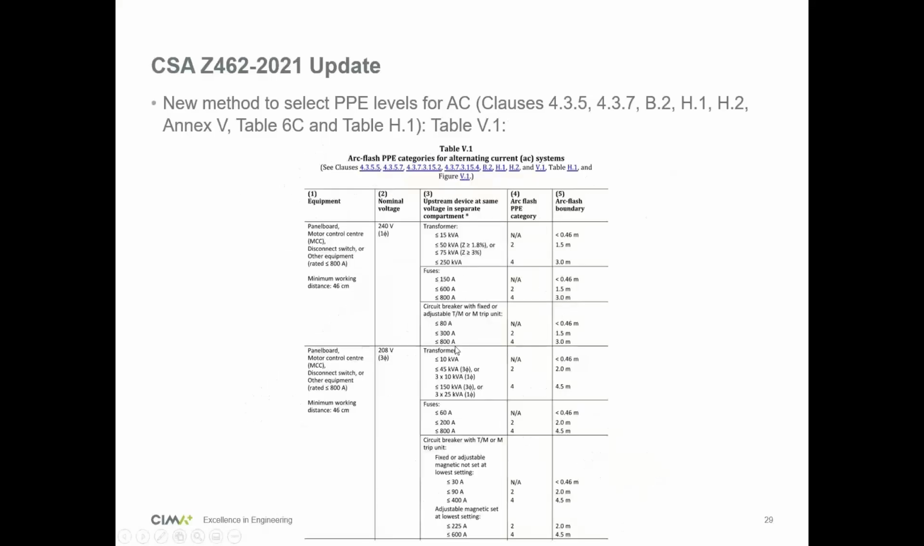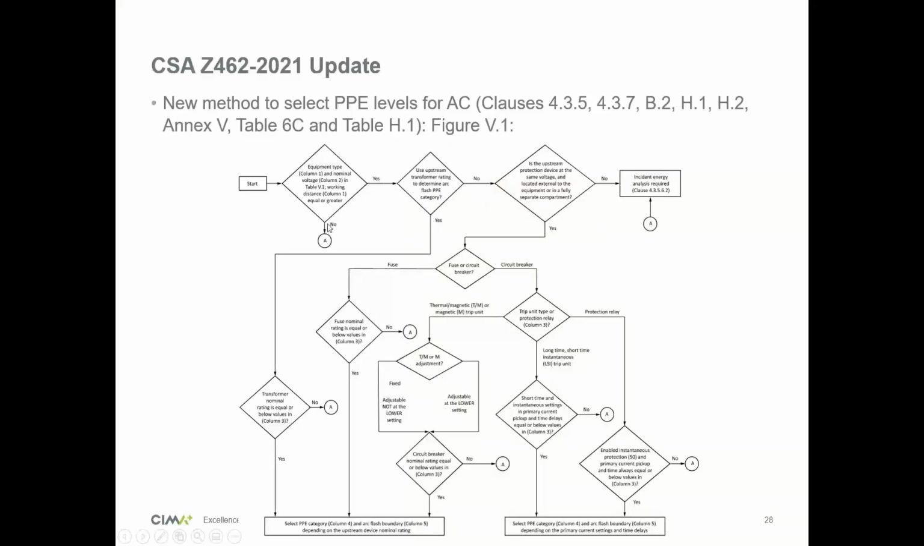So this is table V1. If your equipment is considered here, does the equipment that you want to find the PPE level for, is it covered in the list of equipment types and nominal voltages here? So you have to check yes or no.